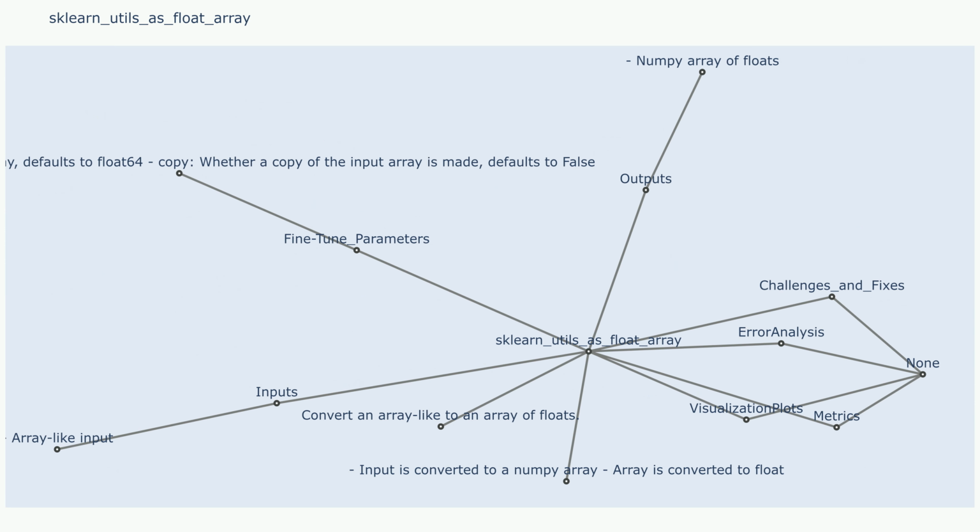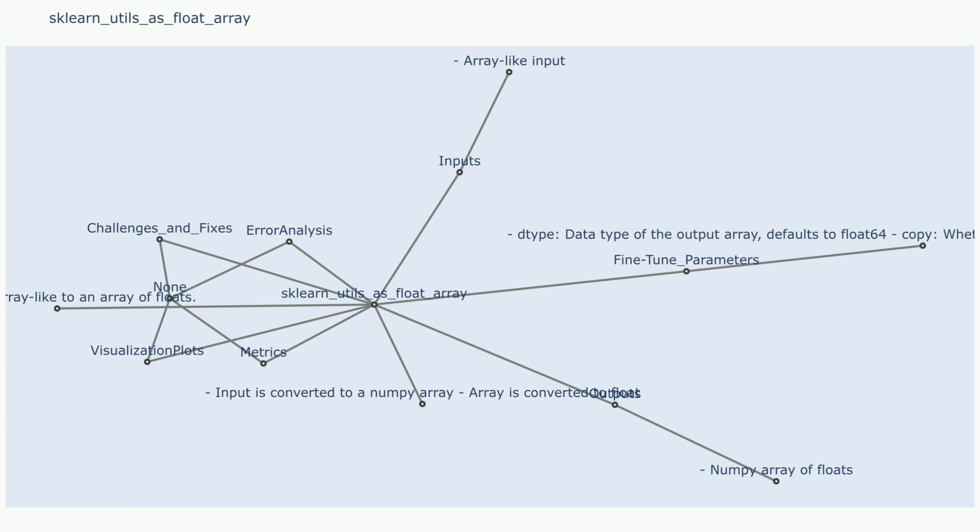Order: the memory layout of the array. Either C (row major) or F (column major). Default is C. Copy: whether to create a copy of the input data. If false, the input data will be modified in place if needed.